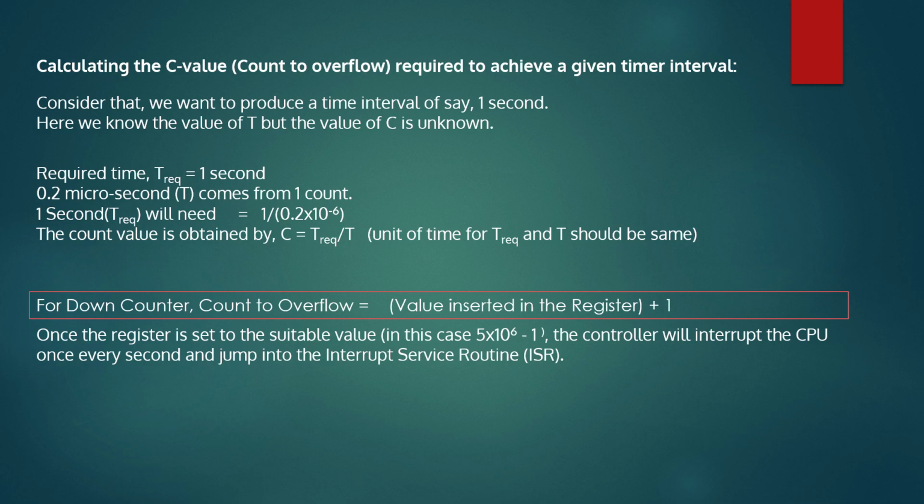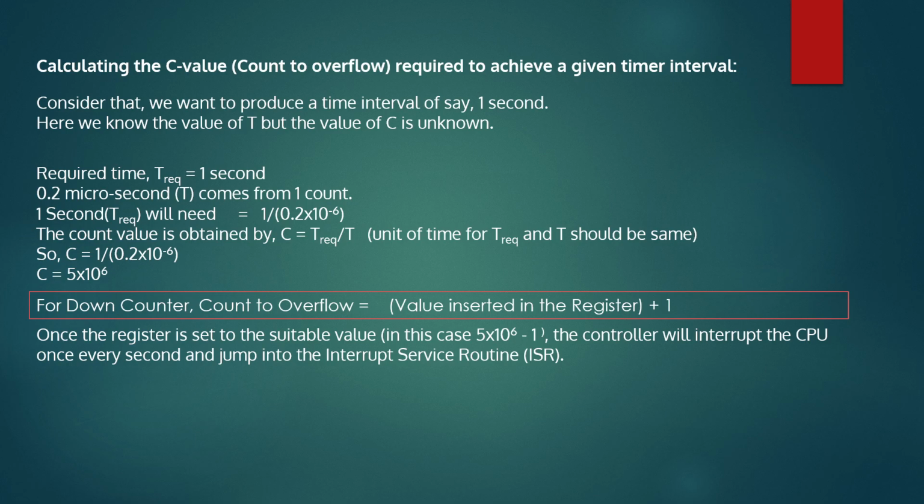C is the count value, that is the time required divided by T, and the unit of time for the required time and T should be the same, that is already told. Okay, and in this case C is equal to 1 divided by 0.2 into 10 to the power minus 6, that is 5 into 10 to the power 6. So what will be the count required to have a delay of 1 second? That is 5 into 10 to the power 6.